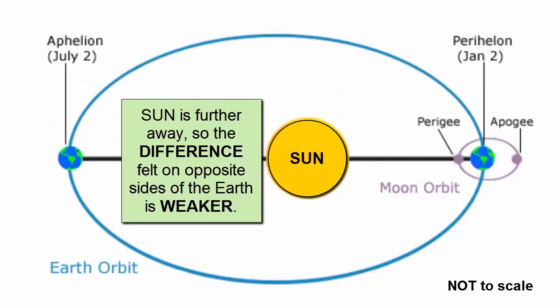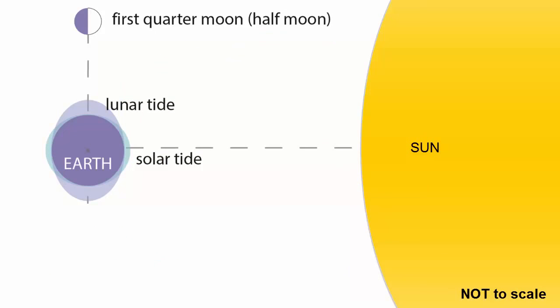The Sun is a much more massive body than the Moon. However, because it is so far away from the Earth, the differences experienced on the near and far sides are much, much smaller than those produced by the Moon. We can show that more clearly in this image, which is also not to scale, but nonetheless shows that there are always two bulges associated with the solar tides.